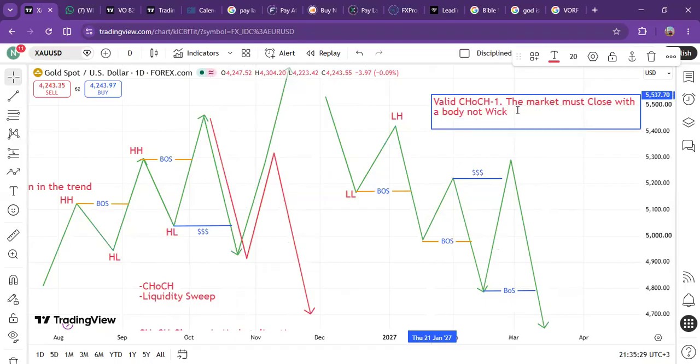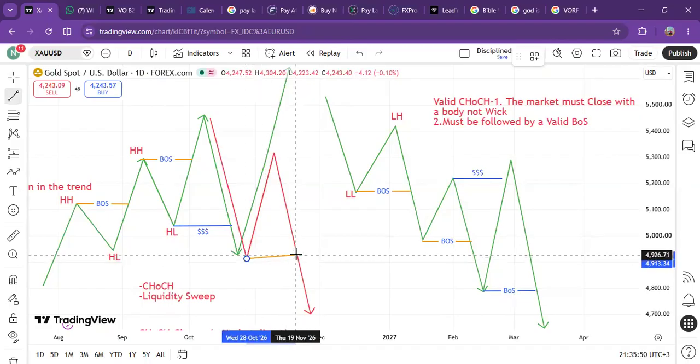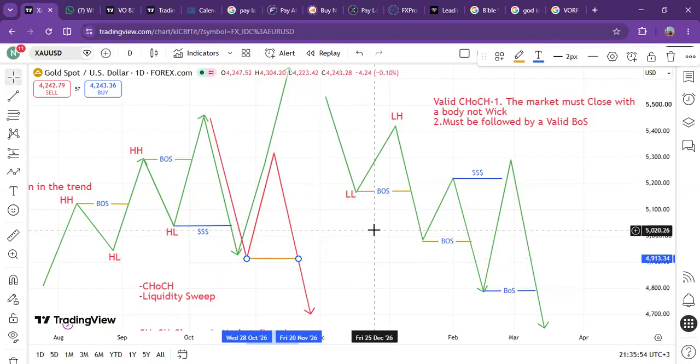So the second point now is, it must be followed by a valid BOS. You must have a valid break of structure to follow that. So if you don't see the valid break of structure happen here, how are you going to tell us that the market has shifted?